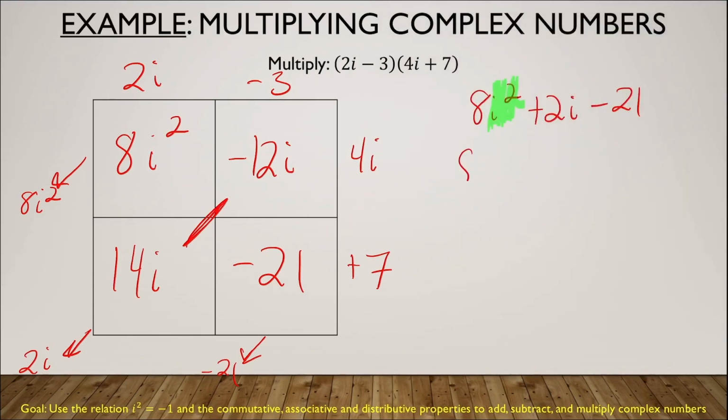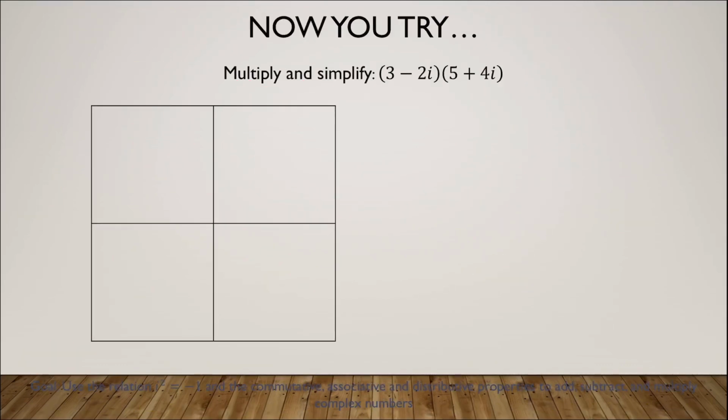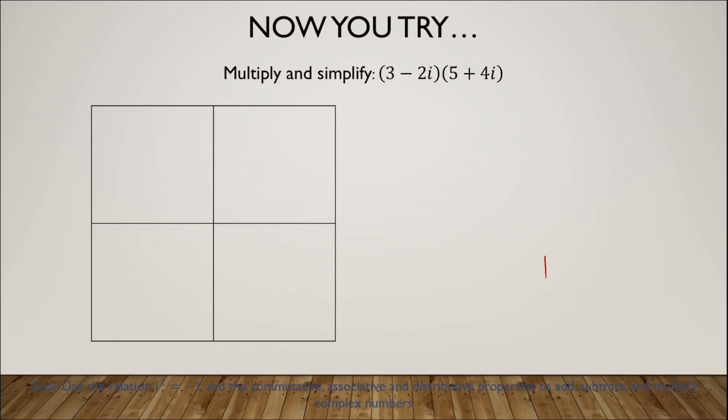We learned that i squared equals negative 1. So now we have to factor that in, or take that into account. 8 times negative 1 gives me a negative 8 plus 2i minus 21. And now I can combine these, and I get negative 29 plus 2i. There we go. All right, you try it now.